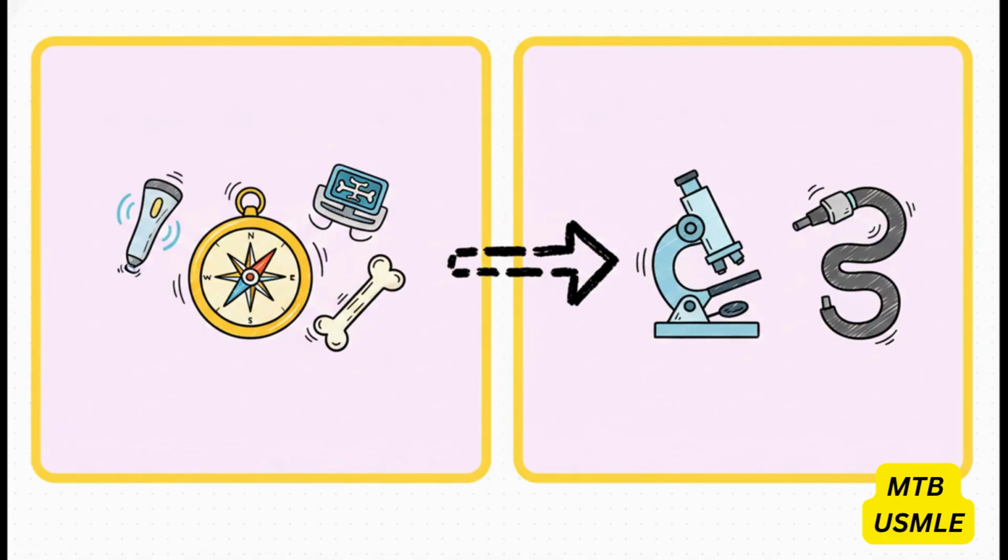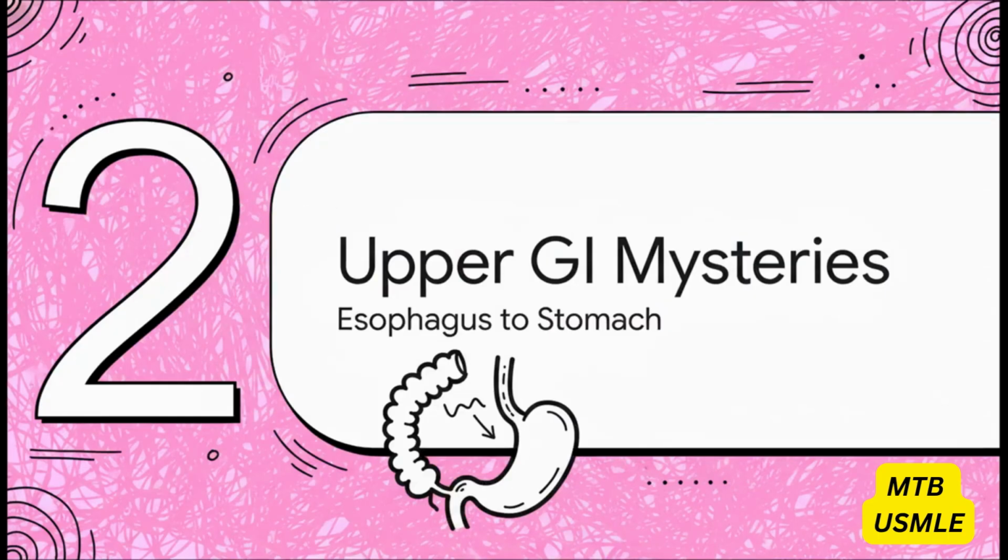The most accurate test, on the other hand, gives us the definitive diagnosis, but it usually involves sending a camera down a patient's throat or taking a biopsy. So our job as the detective is to bridge the gap between those two. Moving on to Section 2, Upper GI Mysteries, from the esophagus to the stomach.